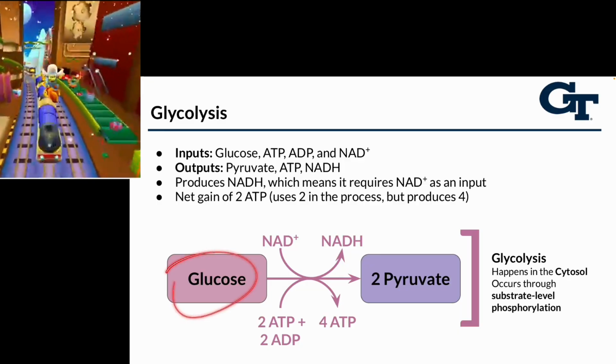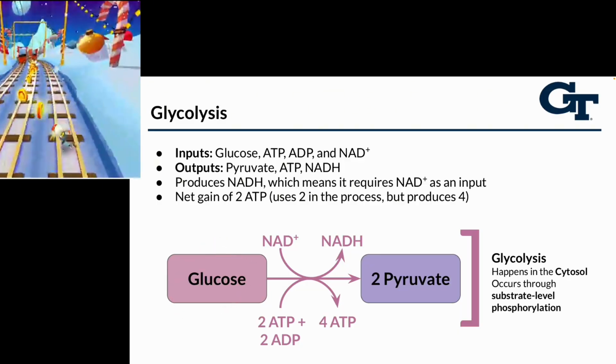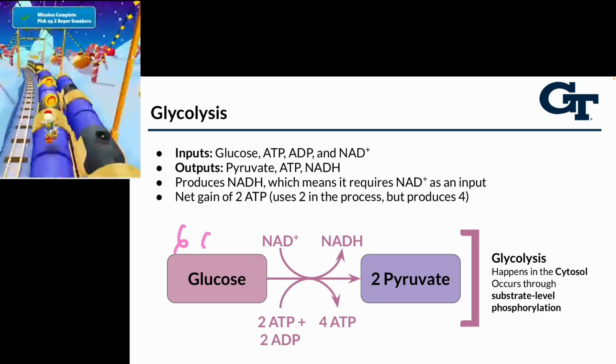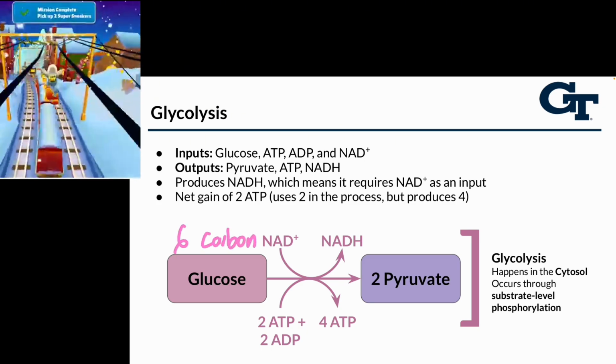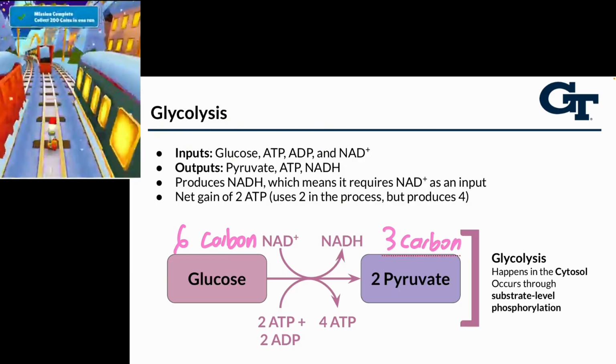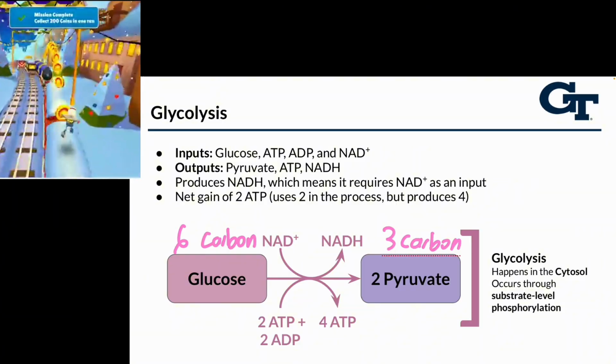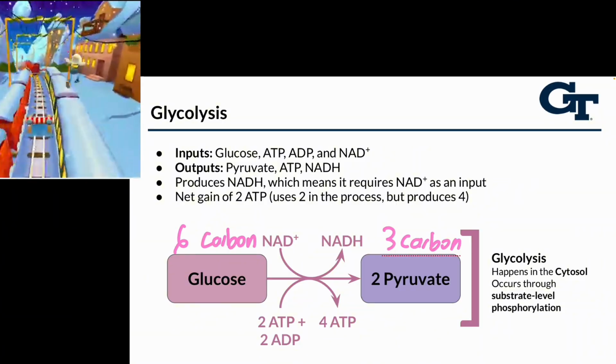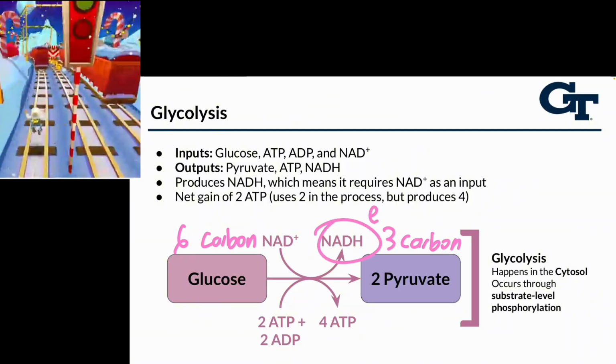So our first step is glycolysis. In glycolysis, we're taking glucose, which is 6 carbons, and we're breaking it down into 2 3-carbon molecules. So we haven't really changed it too much, except when we break that one bond, we release 2 electrons. And so those electrons are going to be carried away via NADH, our electron carrier.